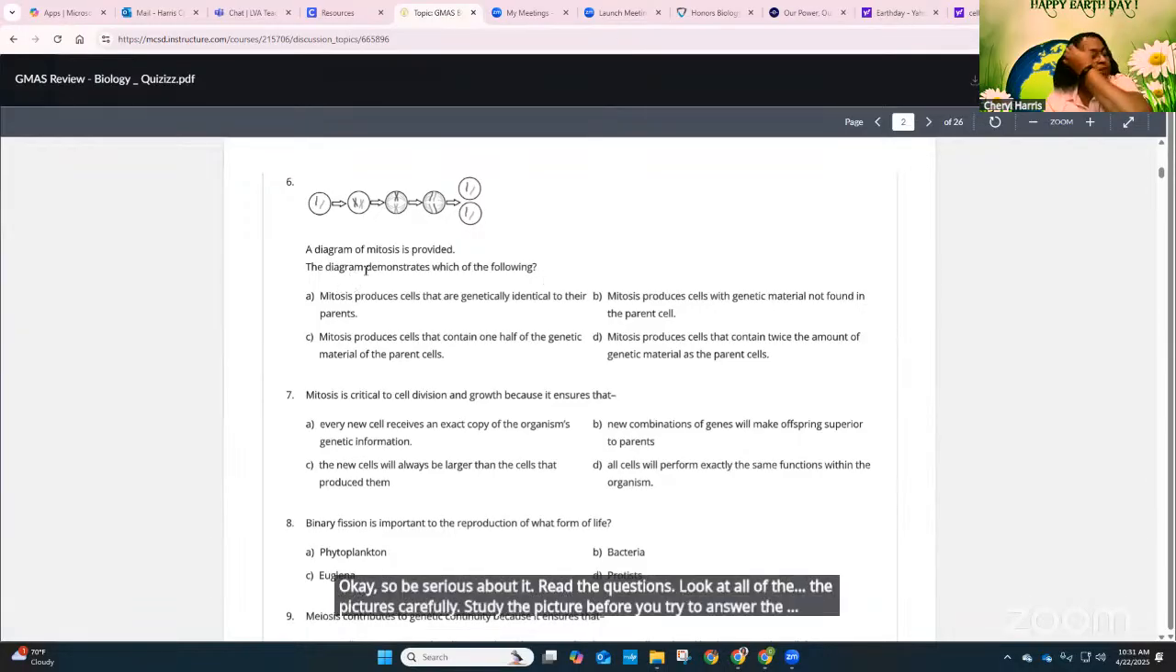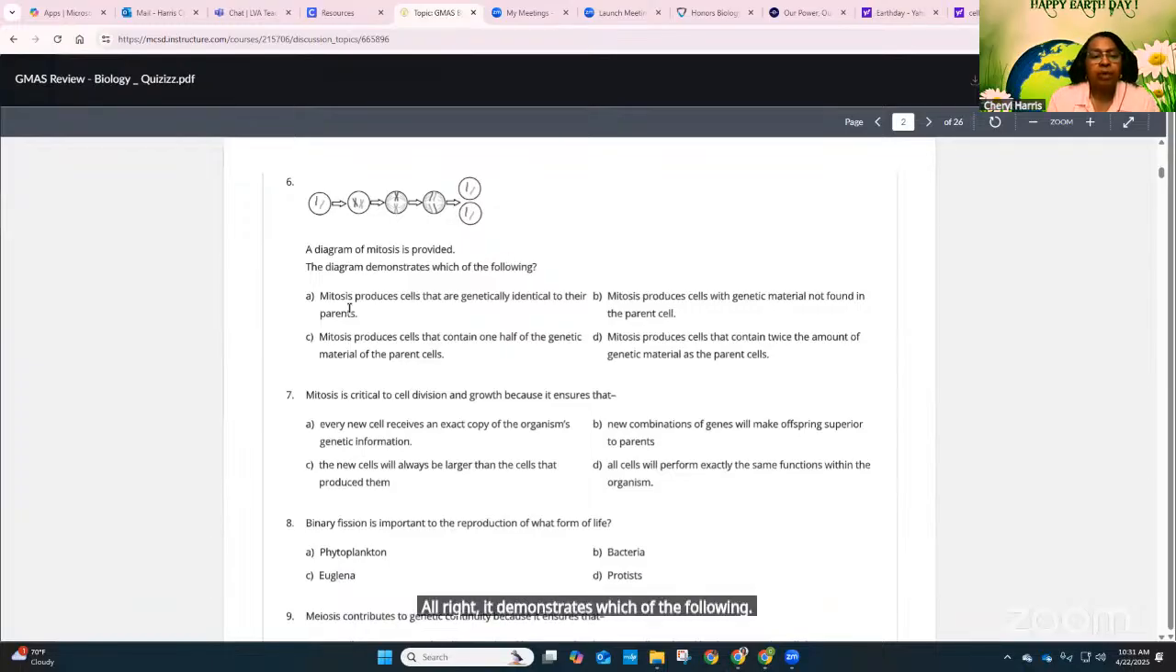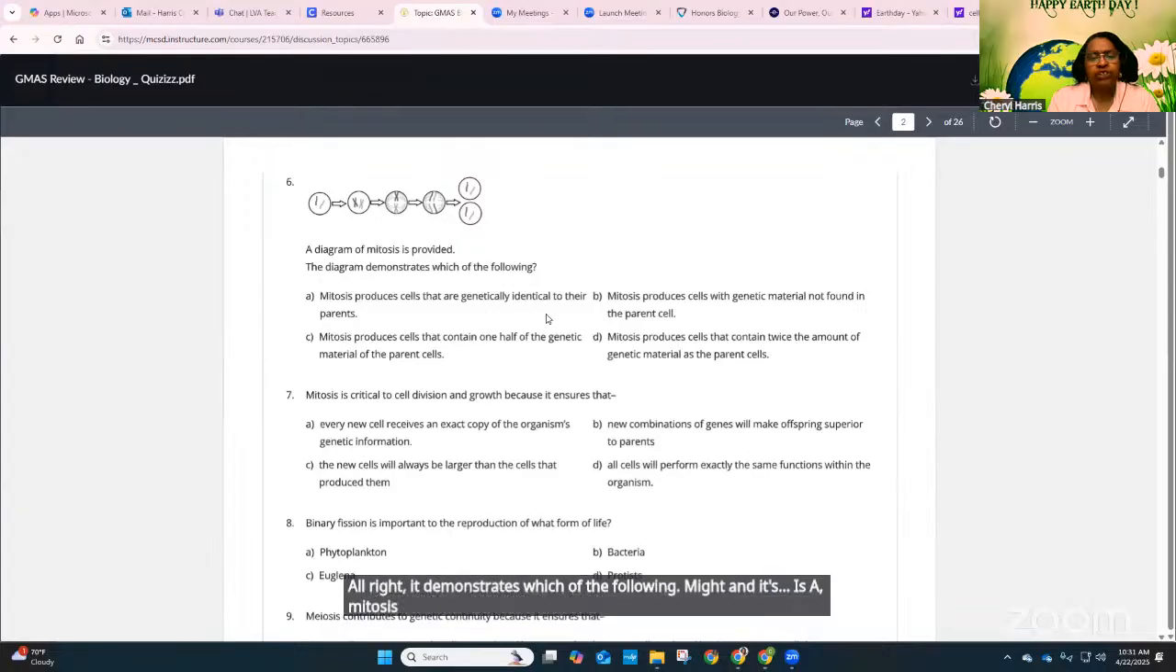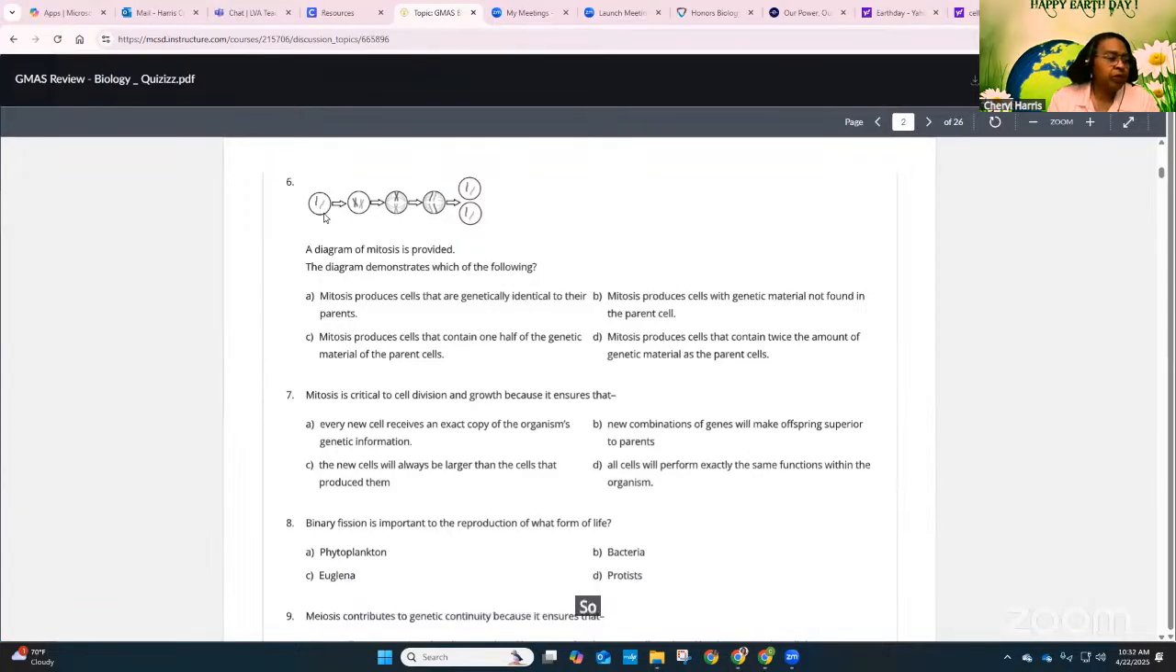All right, it demonstrates which of the following. And it is A, mitosis produces cells that are genetically identical to their parents. So you start off with a cell that has, in this case, two chromosomes, and you end up with two cells that have two chromosomes in them that are exactly alike.